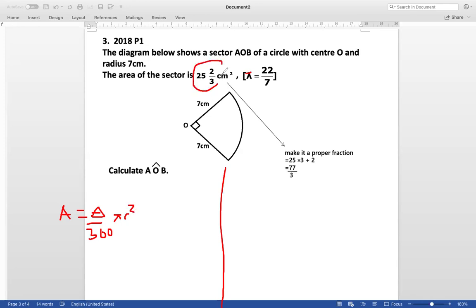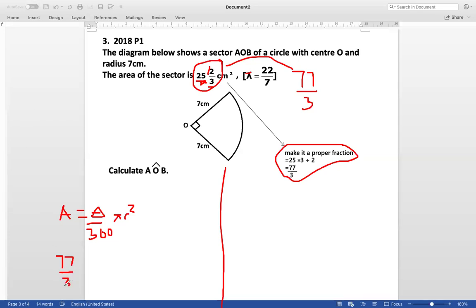But this number here, which is an improper fraction, can be written as a mixed fraction, where I will have to multiply the denominator and the whole number. So 3 times 25 gives us 75. We add a 3, that is the information shown over here. So actually this number is translated into 77 over 3. So we multiply the denominator and the whole number, then we add the numerator, and it gives us 77 over 3. So this is the area that we have.